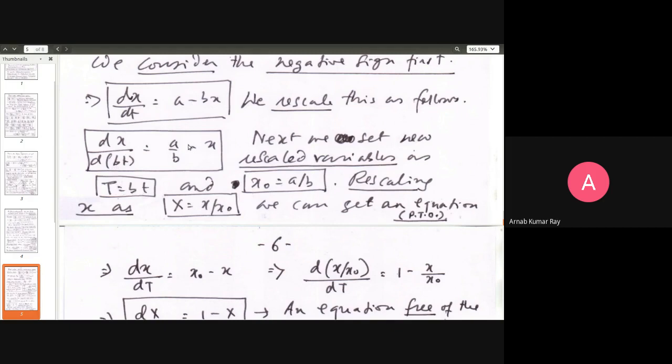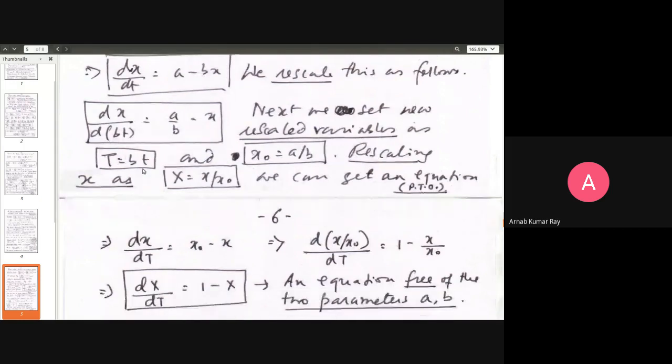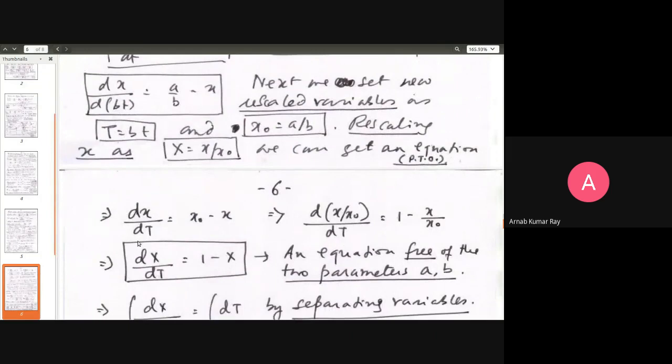And we are defining a new quantity x naught, which is equal to a by b. When you have this thing, we can then again rescale by x naught. Let us try to see how. So capital T is equal to bt. So this thing here, d small x, d capital T is equal to a by b, which is x naught, minus x.